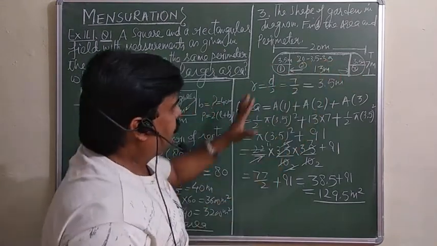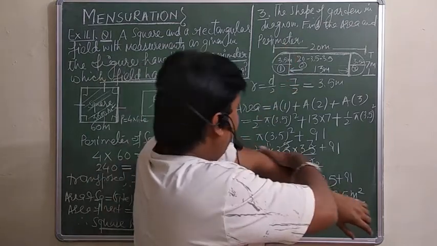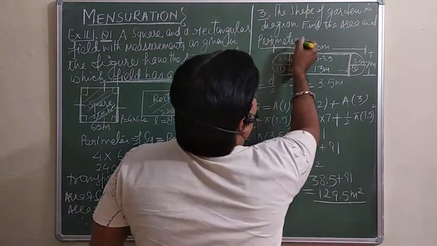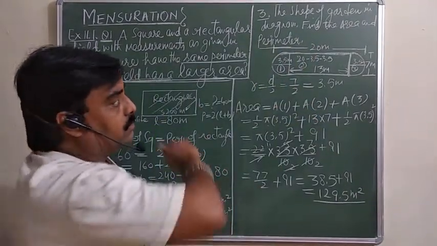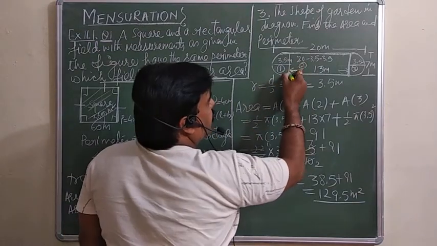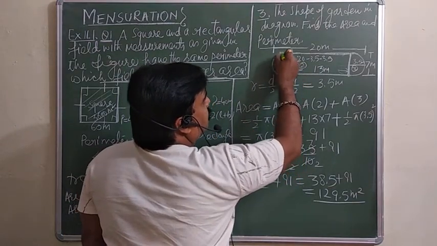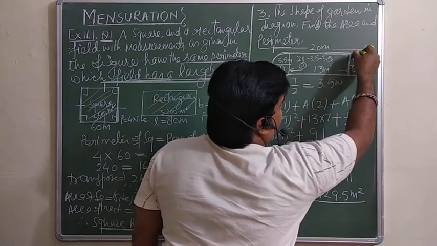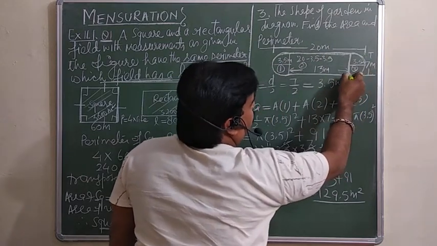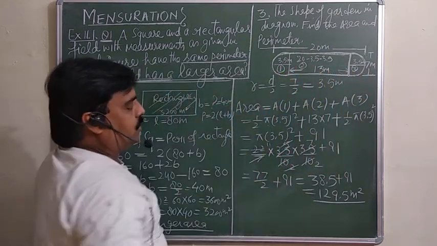Now we will talk about the perimeter. Perimeter means outer boundary. So look carefully, what will the perimeter be? This one plus this, then this, then this one. That will be your perimeter here only. Have a look.